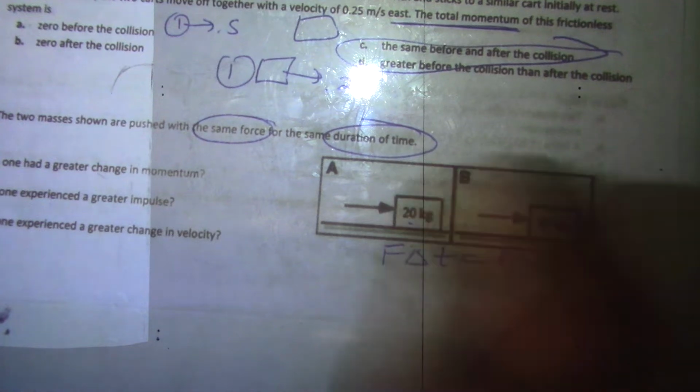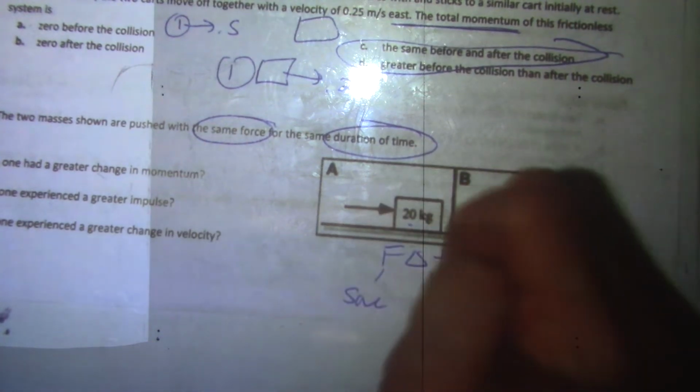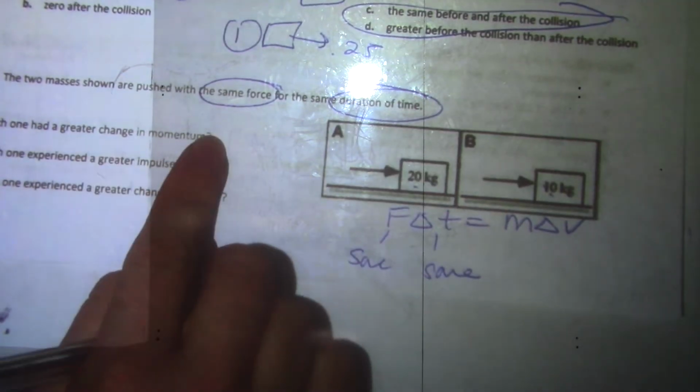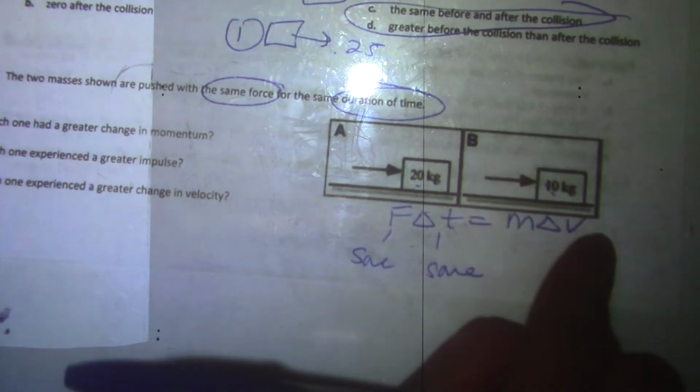Right here we've got two masses, same force, same duration of time. So I'm going to talk about this equation. And I know F is the same for both and time is the same for both. Change in momentum is m delta v. Right now I do know this one has a bigger mass, but I don't know about their velocities. So I'm going to jump to impulse. Impulse is F delta t. They have the same F, they have the same t, so they have to have the same impulse.